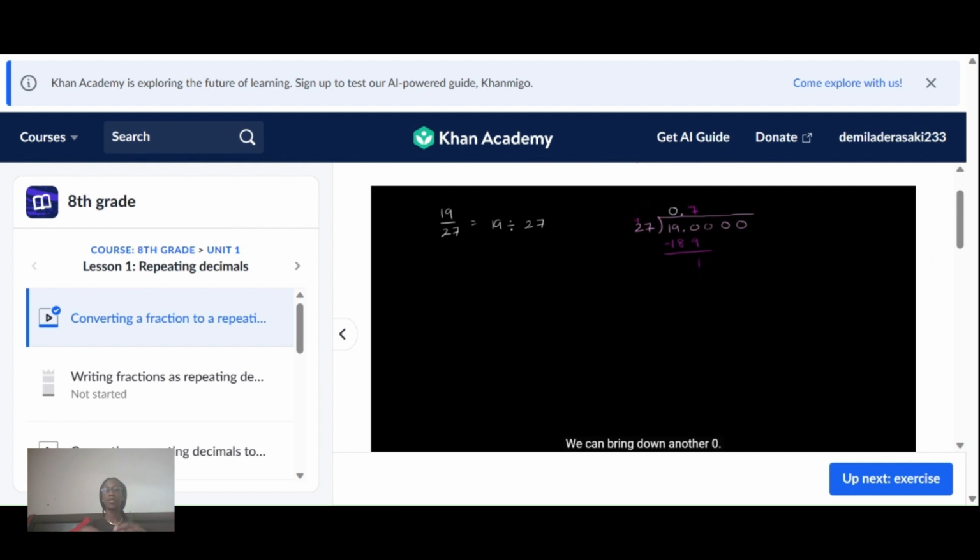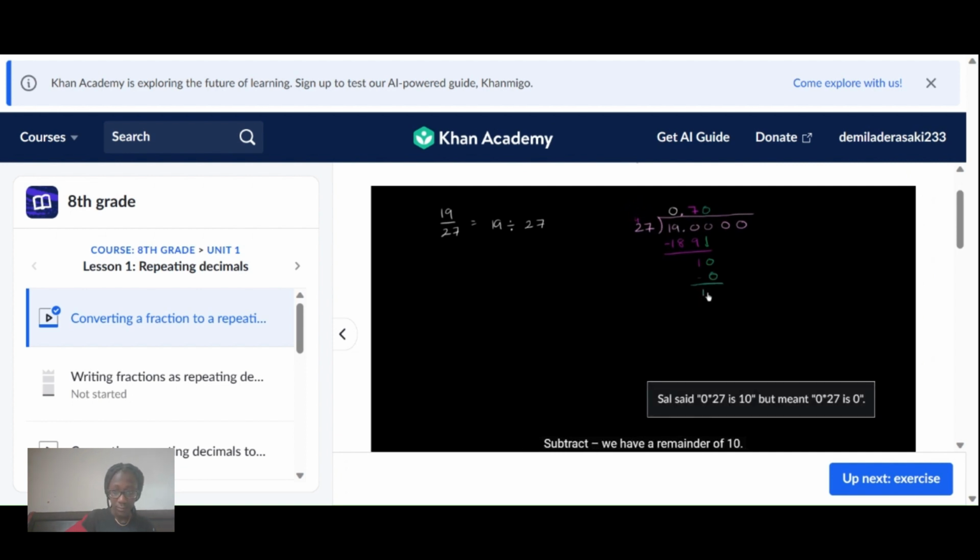Now our remainder was 1. We can bring down another 0. We can bring down yeah another 0 to get 10. 27 goes into 10 0 times. 0 times 27 is 0. Subtract, we have a remainder of 10.